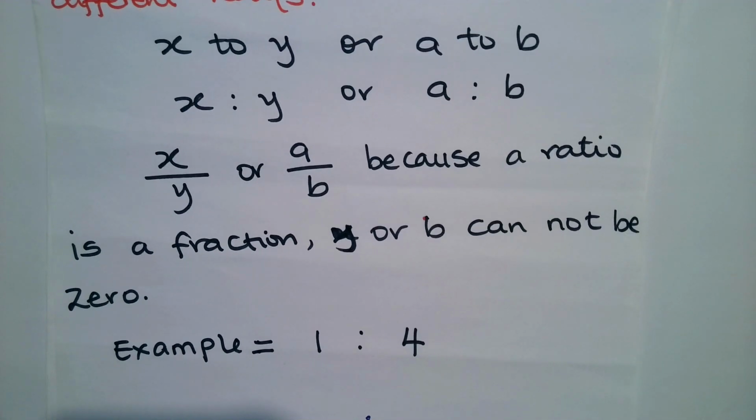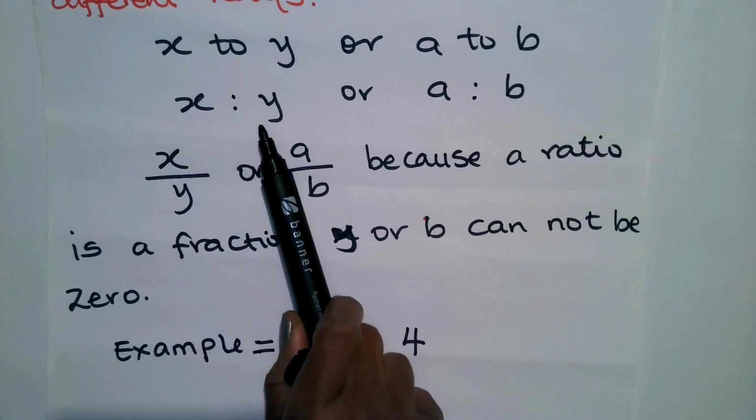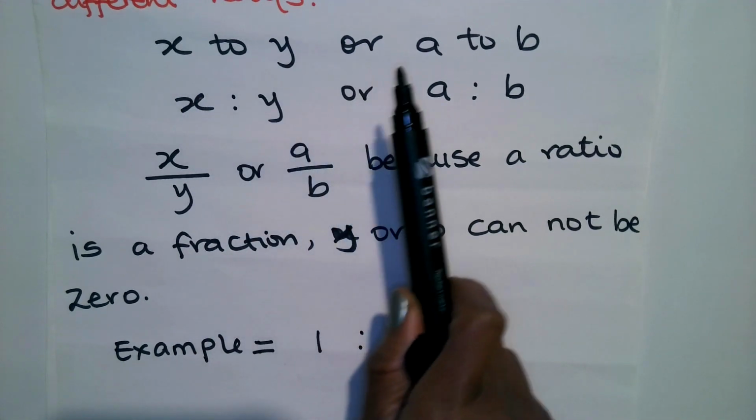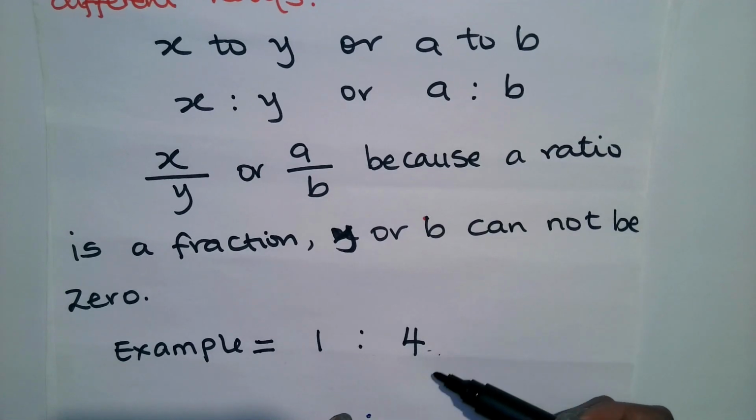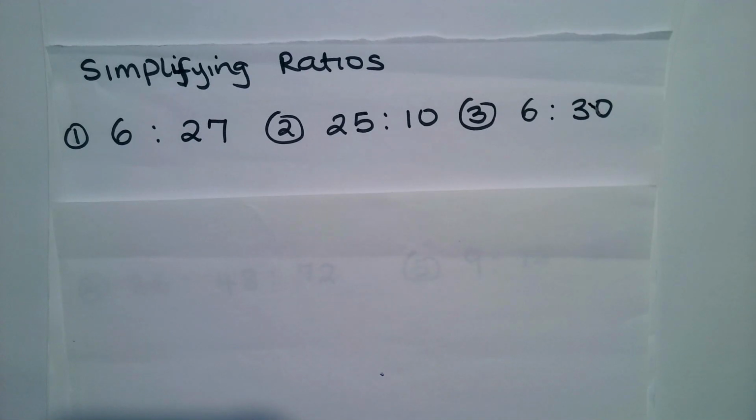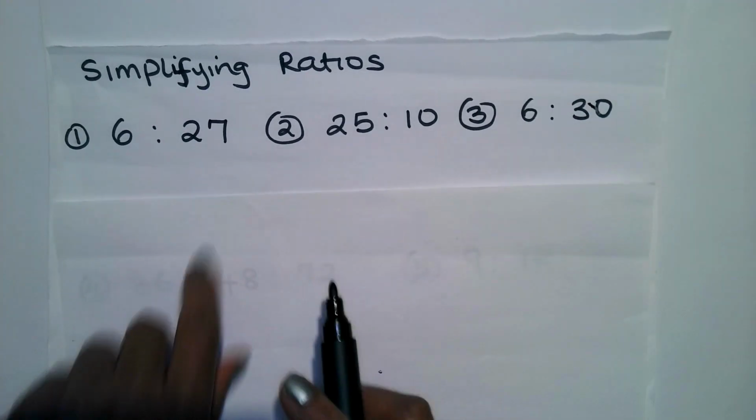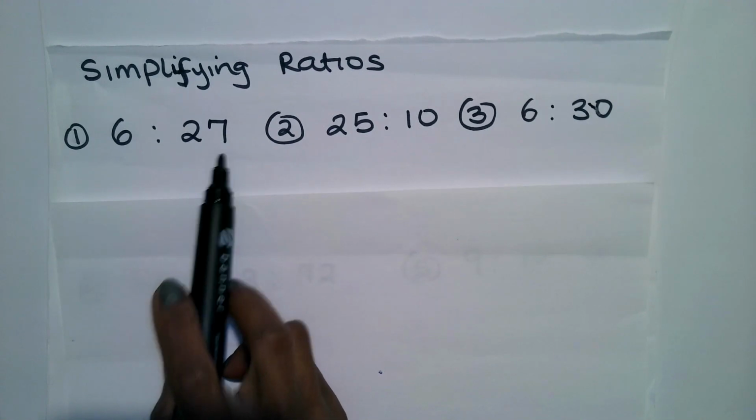So we've got an example of a ratio. Remember, a ratio can be written as a fraction, or it can be written as X to Y or A to B. So we've got this number, 1 is to 4. This tells us that for every one part of something, we've got 4 parts of something else. Now we're going to look at simplifying ratios. We're going to look at 6 is to 27.